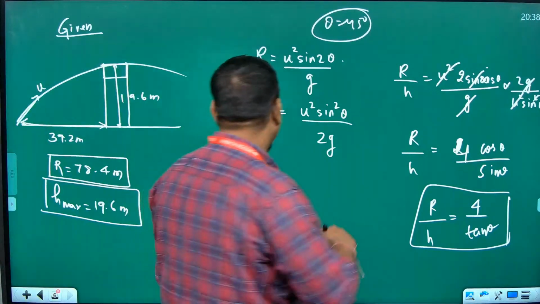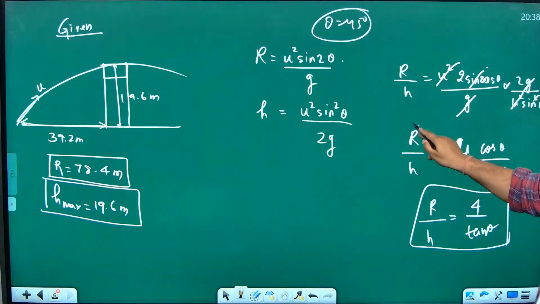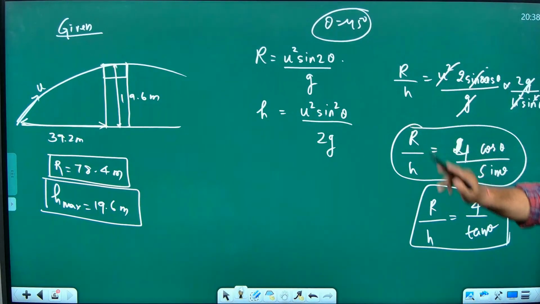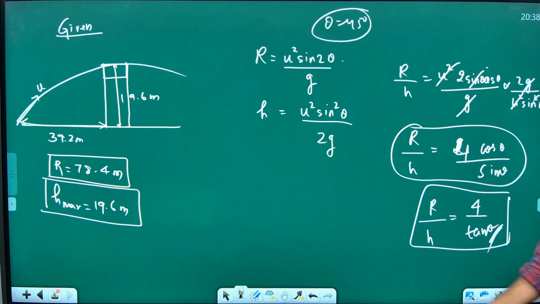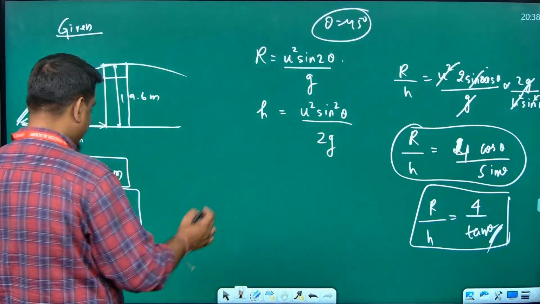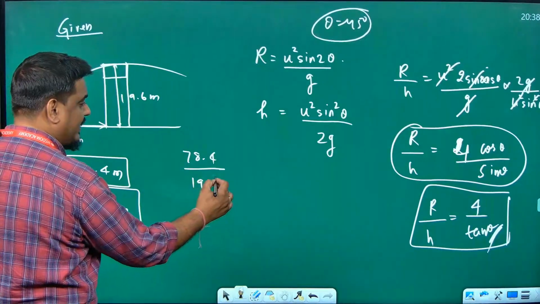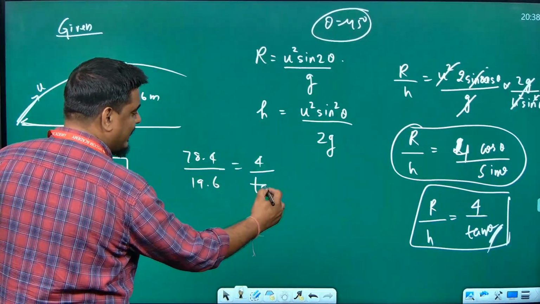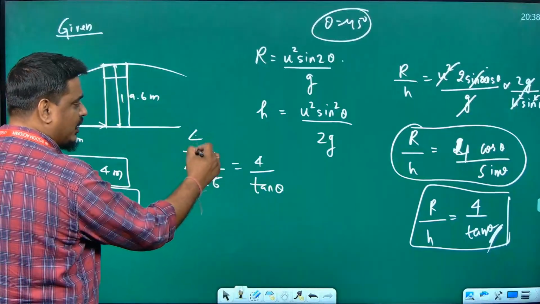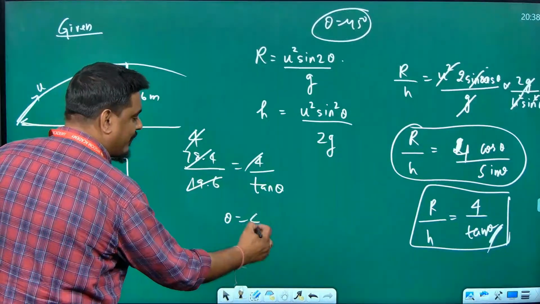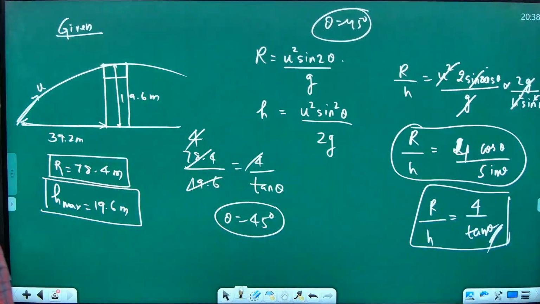Why is it simple? Because it is the same thing, R and H. What is the relationship between R and H? R by H is 4 by tan theta. From here you can find theta. The moment you get the theta value, how much did you get? 45 degree. Correct. 78.4 divided by 19.6 is equal to 4 by tan theta. This will become 4 times. 4 gets cancelled. Theta becomes 45 degree. Good, correct.